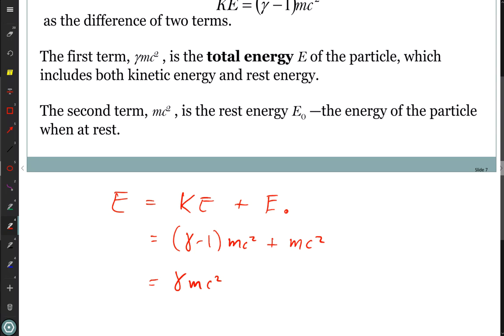This is actually a lot easier, isn't it? Total energy is gamma mc squared. Kinetic energy is gamma minus 1 mc squared. Rest energy is mc squared. It's all pretty simple. The mass is a constant. The mass doesn't change as you change reference frames.